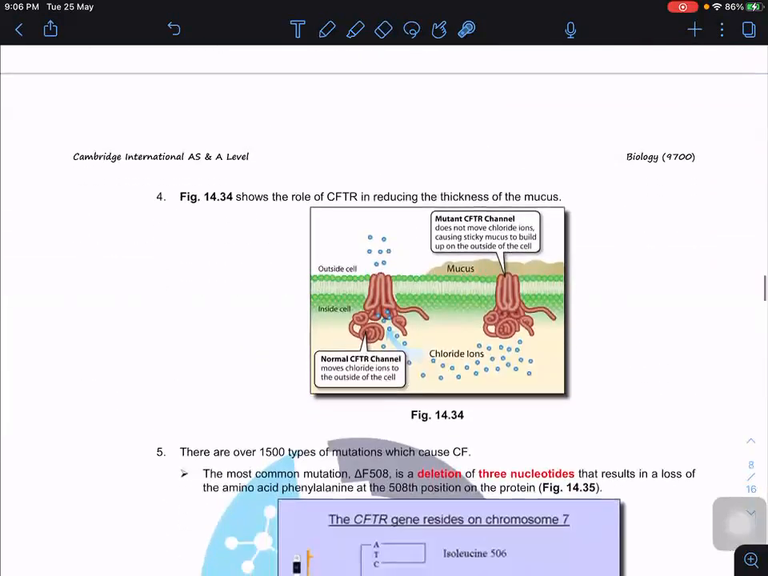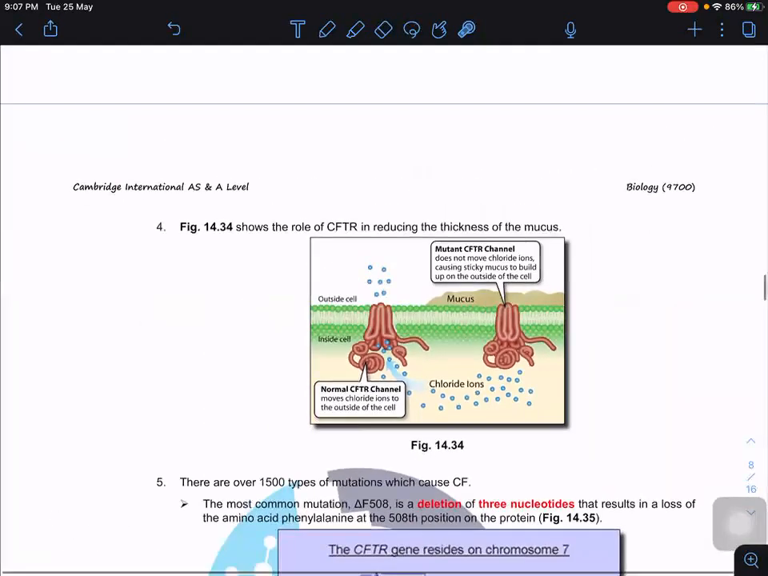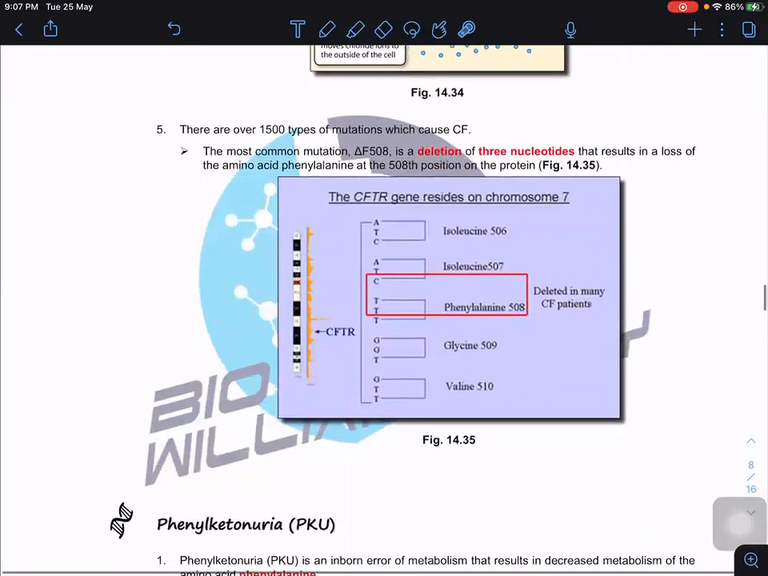Okay, if you look at this, with the CFTR, chloride ions enter into the mucus and reduce the thickness of the mucus because of osmosis. But if there is a mutant CFTR channel, mutant basically means that it doesn't allow this. So the mucus remains thick. What will happen if the mucus remains thick? It traps bacteria, which continue to multiply, and the cilia cannot remove the mucus. Therefore, it increases the risk of infections.